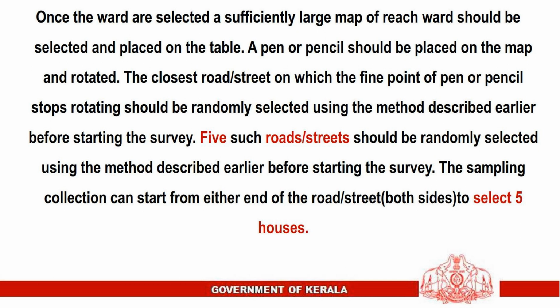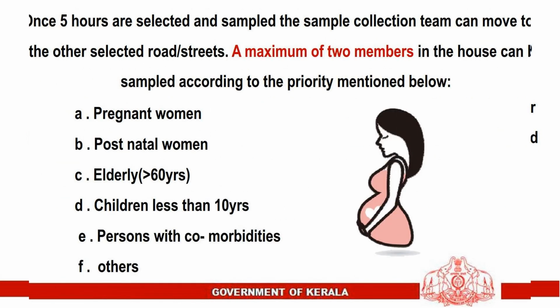The sample collection can start from either end of the road or street, including both sides, to select 5 houses. Once 5 houses are selected and sampled, the sample collection team can move to the other selected roads or streets. A maximum of 2 members in the house can be sampled according to the priority mentioned below: pregnant women, postnatal women, elderly greater than 60 years, children less than 10 years, persons with comorbidities, and others.